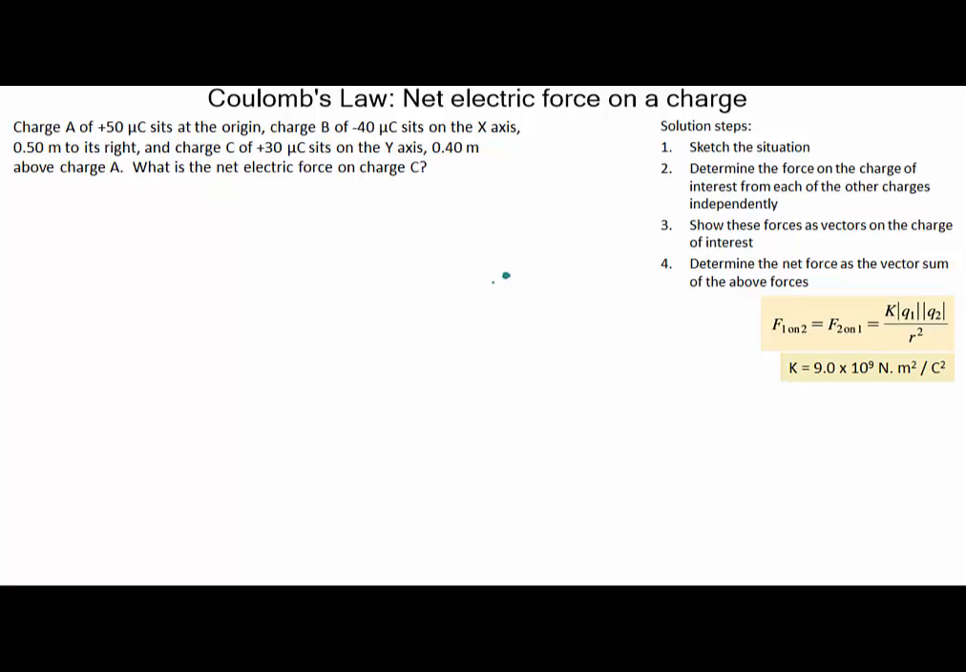So here's charge A that sits at the origin, and it's plus 50 microcoulombs. Charge B sits 0.5 meters to its right, and charge B is minus 40 microcoulombs. And this distance here is 0.5 meters. And charge C sits 0.4 meters above charge A, and it's got a charge of plus 30 microcoulombs. And the question is asking for the net force on charge C, which would be the combined effect of electric forces from charge A and B on C.